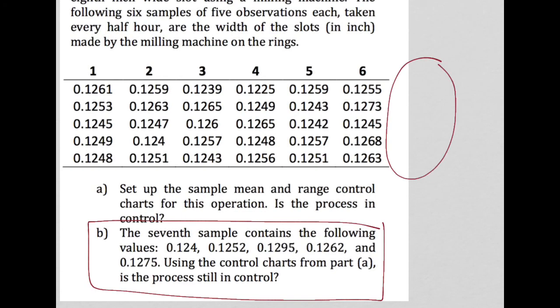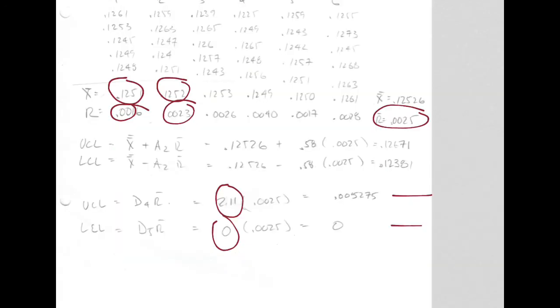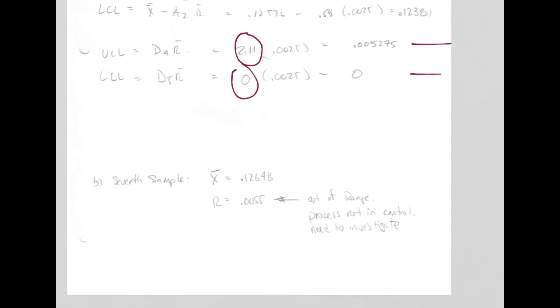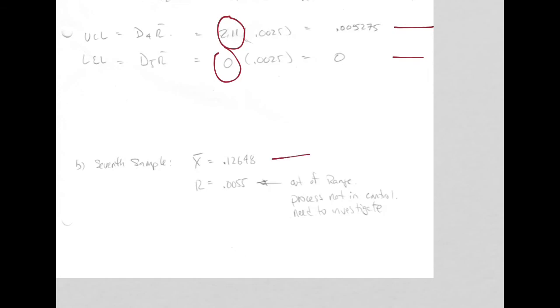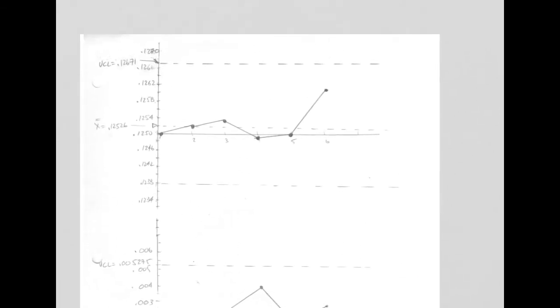So we need to compute a new X bar, which is the average, and we need to compute a new range, which would be the range for this sample right here. And I did that right here. So if you do the math, the X bar I get is 0.12648. So let's check our chart. 0.12648 falls somewhere around there. So we're nicely within, not a problem.